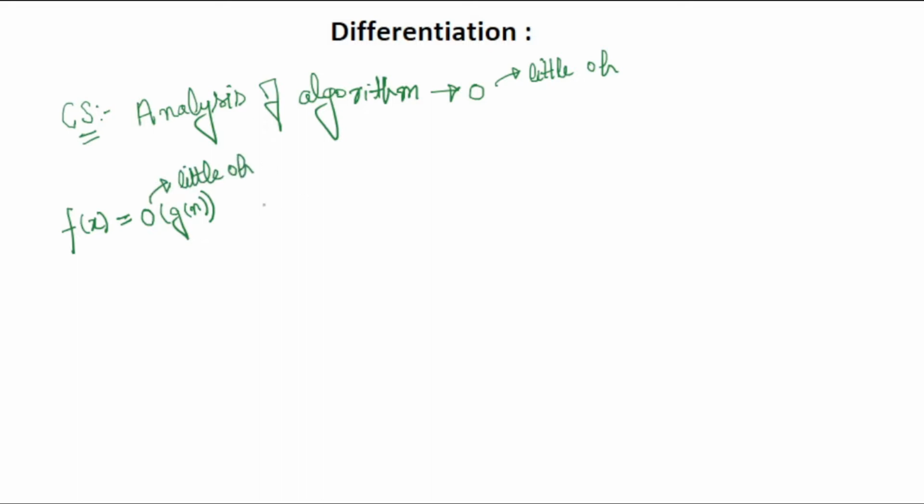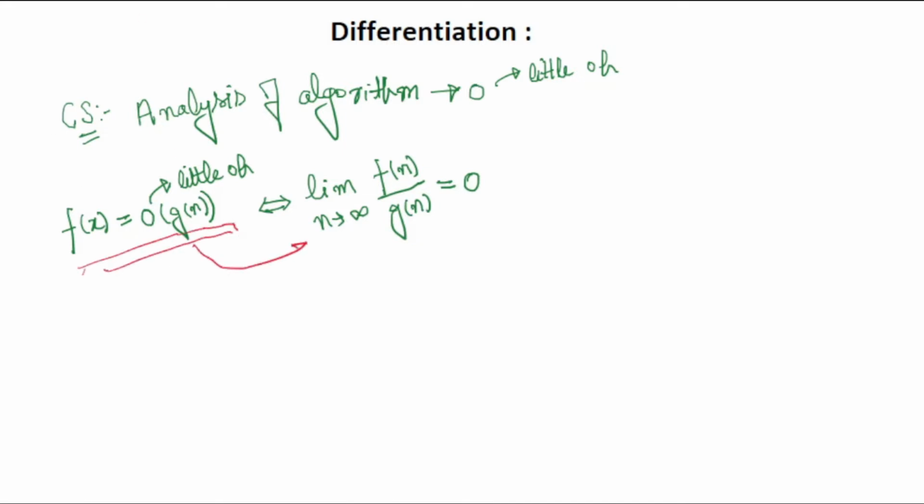If we want to change this term into the terms of limits, we can put the double implies and take the limit as n tends to infinity. All the terms we can change in terms of limits: limit n tends to infinity of f(n) divided by g(n) is equal to 0. We have changed it in terms of this.